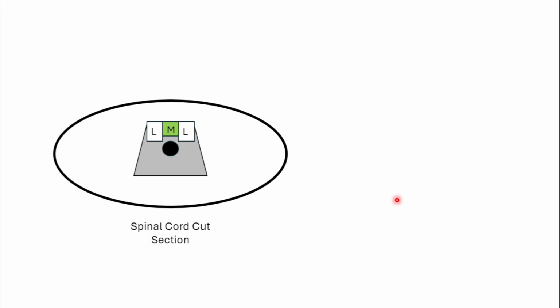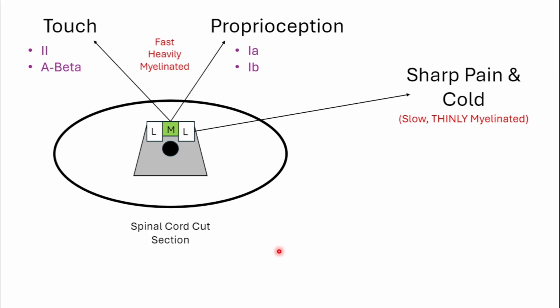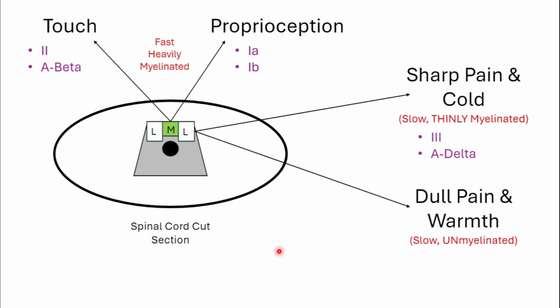So let's start with the medial side. The medial dorsal horn contains nerve fibers that sense touch and proprioception. The nerve fibers that sense touch are named 2 and A beta. The nerve fibers that sense proprioception are named 1A and 1B. And as we said, all those nerve fibers are fast and heavily myelinated. On the lateral dorsal horn, we have slow, thinly myelinated nerve fibers that sense sharp pain and cold, and those are named 3 and A delta. And we have slow, unmyelinated fibers that sense dull pain and warmth, and those are named 4 and C.